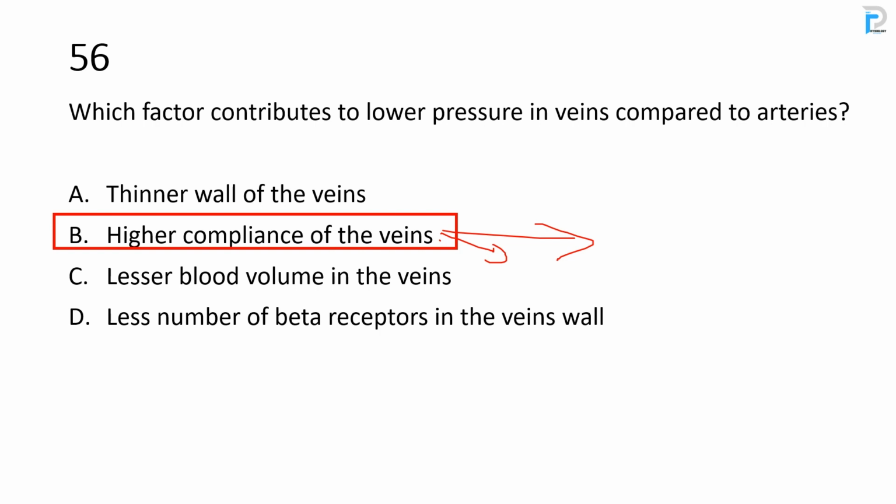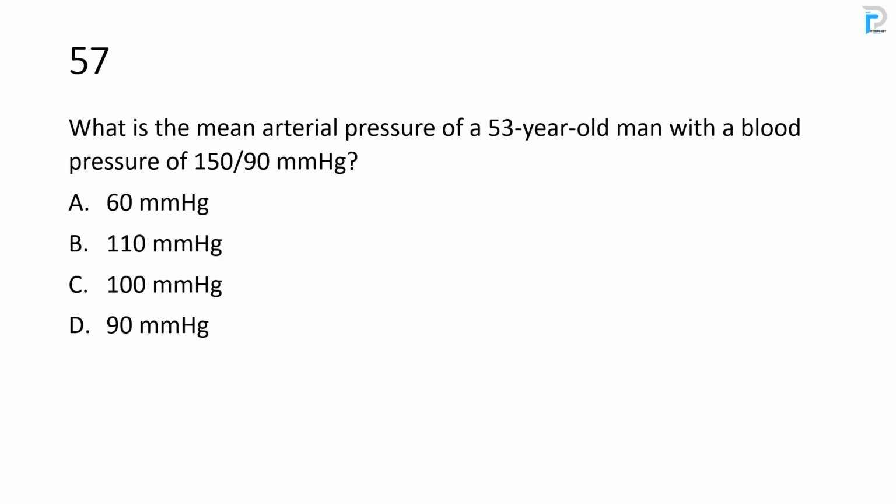What is the mean arterial pressure of a 53-year-old man with a blood pressure of 150/90? 150 is the systolic, 90 is the diastolic. If we subtract them from each other, we get what is known as the pulse pressure. So here the pulse pressure is 60.